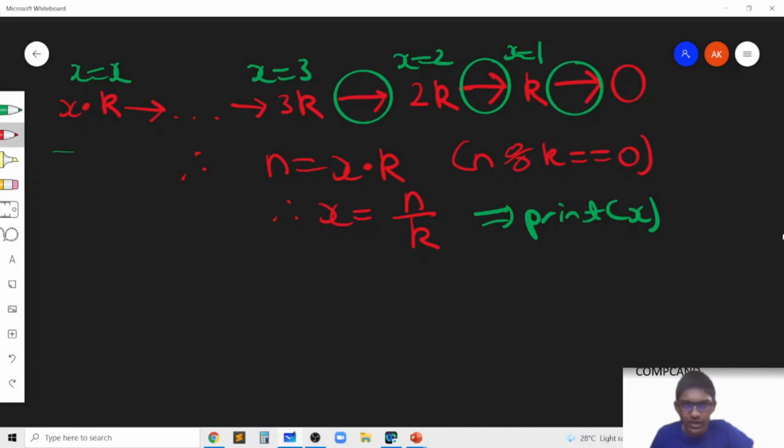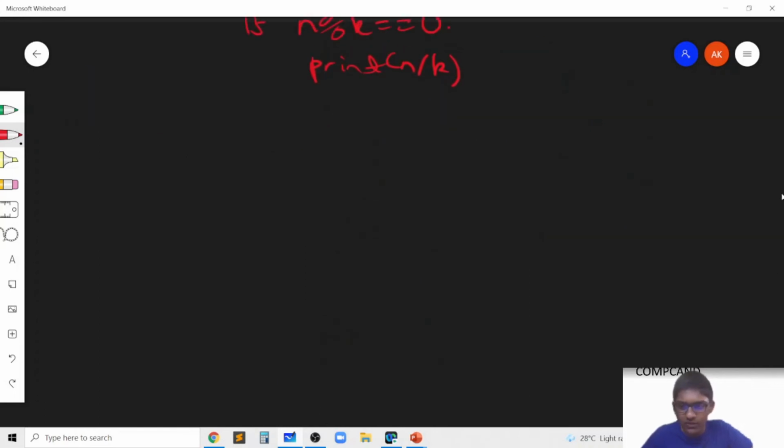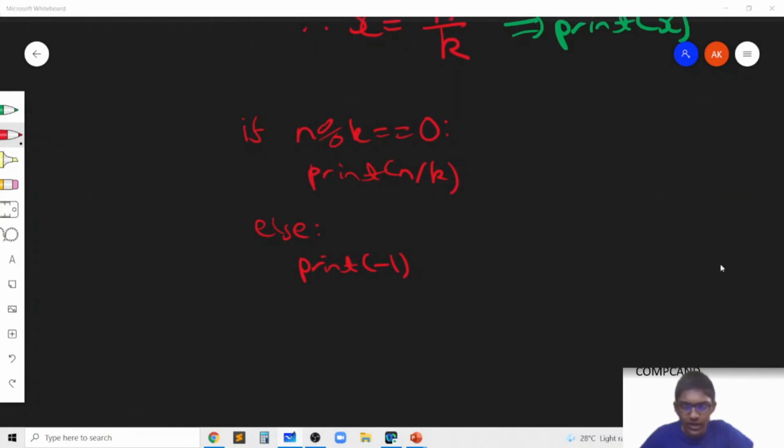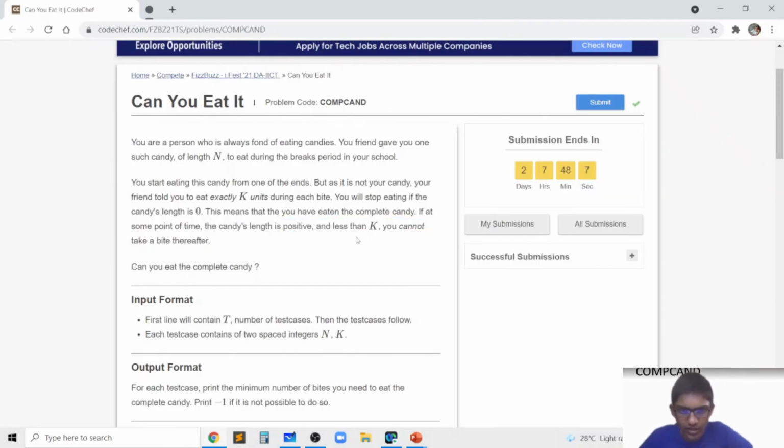So the final pseudocode will look like: if n percentage k is equal to 0, we print n divided by k because that's the value of x and that's the number of operations. Otherwise, we'll print -1 because we know that it's not possible to get a candy of length 0.